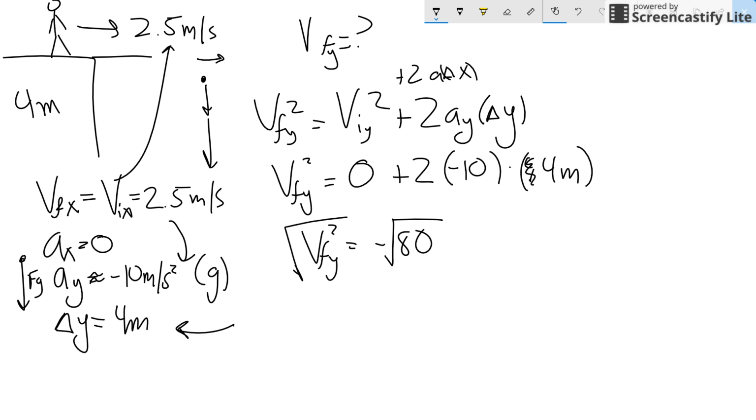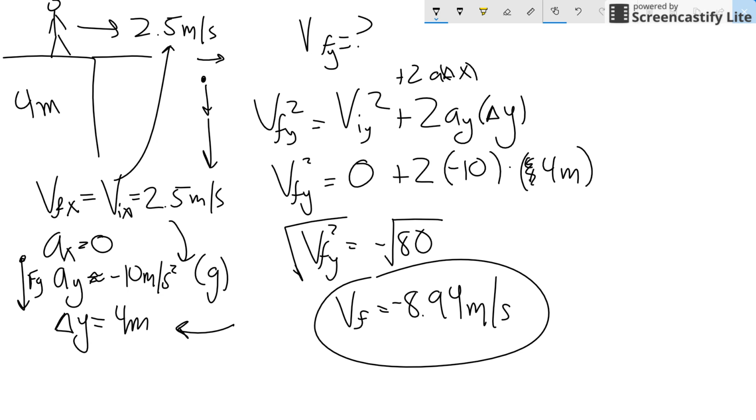So we need the square root of 80, which is going to be velocity final equal to 8.94 meters per second. Okay, the negative matters because it shows direction. He's falling down. So we need to indicate that direction. We end up with -8.94 meters per second. Right? You could go the roundabout way and solve for delta x and go from there, but this is the easiest way. Right? Use this method.